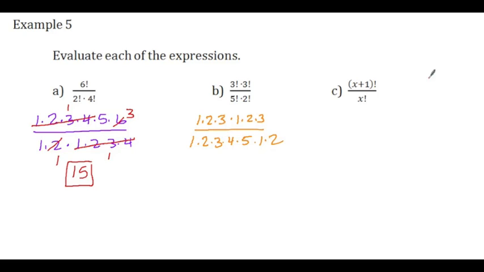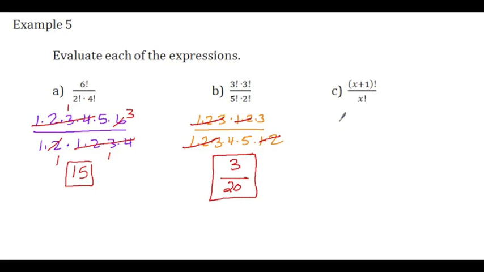So 1, 2, and 3, boom, boom, those are gone. 1 and 2, 1 and 2, they're gone. All we have left in the numerator is 3. The only thing in the denominator is 20, and that does not reduce any further. And there's your answer.